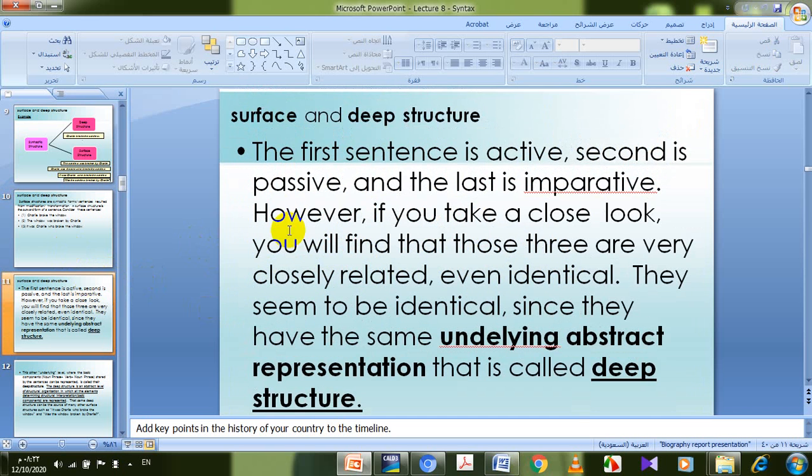So we have three forms here. The first sentence is active, the second is passive, and the last is imperative. However, if you take a close look, you will find that those three are very closely related, even identical. They seem to be identical since they have the same underlying abstract representation.